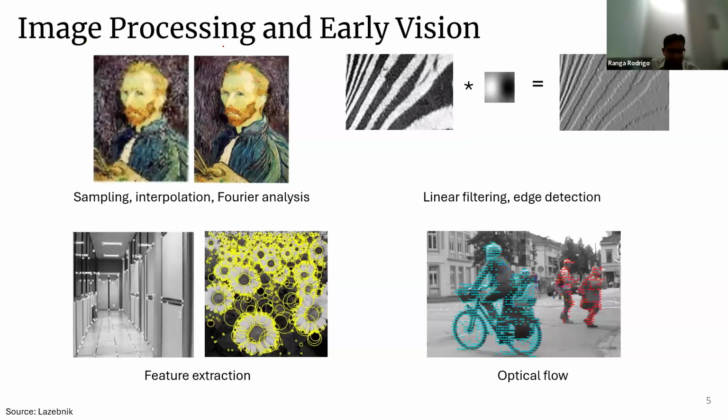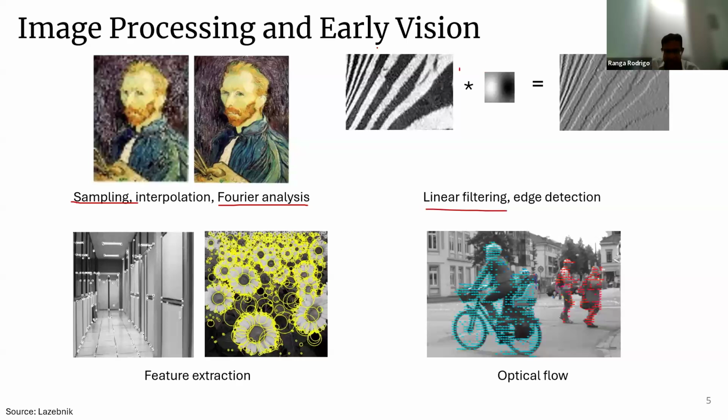In image processing and early vision, we will cover sampling. For example, if you downsample too much, you will not be able to see an image. And how do you zoom an image by interpolation? Fourier analysis, I will maybe briefly talk about it, but I don't think I will spend too much time on Fourier analysis. Then we will look at linear filtering.